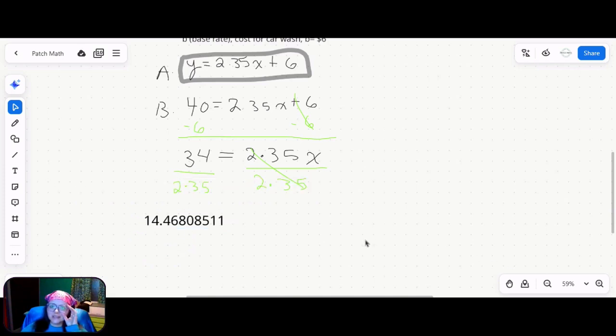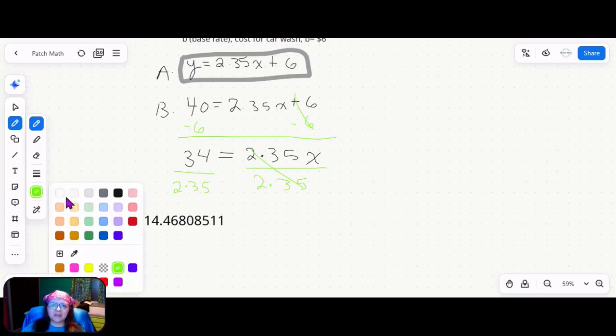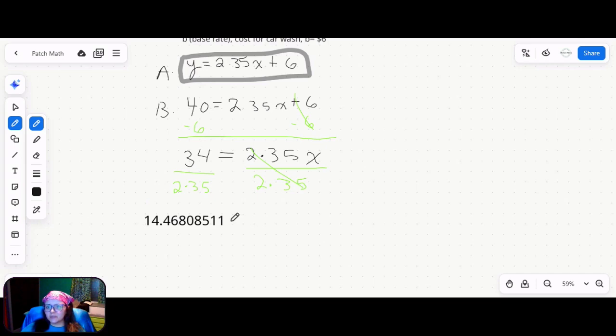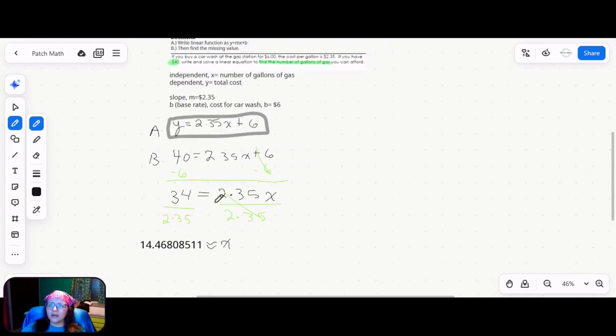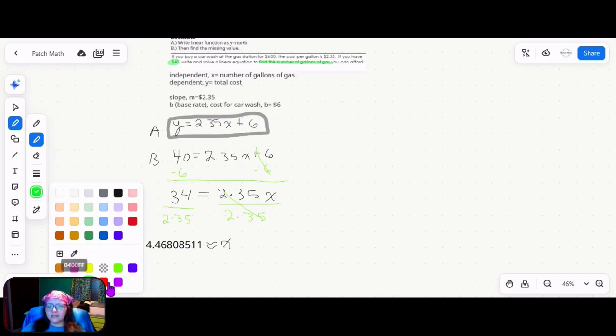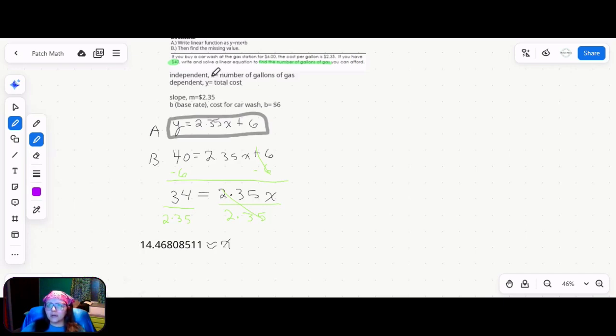But in this case, we are dealing with a real-world problem. So we know x is approximately, this is rounded, please beware, this is rounded. x is approximately equal to this. Now, in order to interpret this question correctly, we need to go back up and remind ourselves what x is equal to. In this case, x is equal to the number of gallons of gas. Lucky for us, we can have a partial gallon of gas. And so I would just round this based on whatever your teacher says to do.